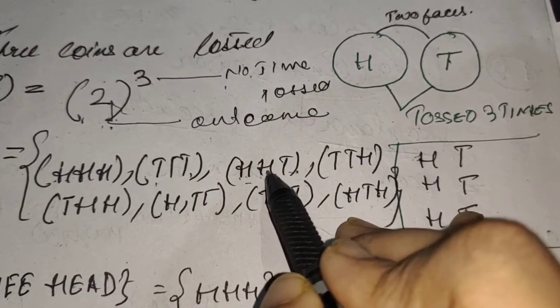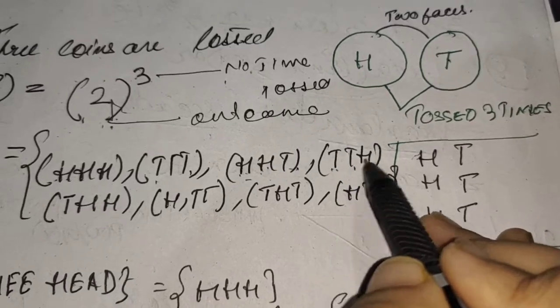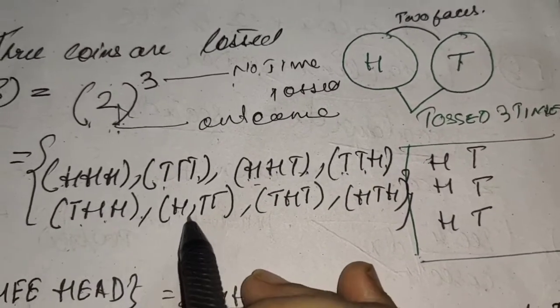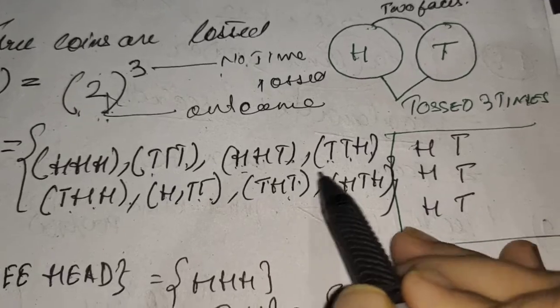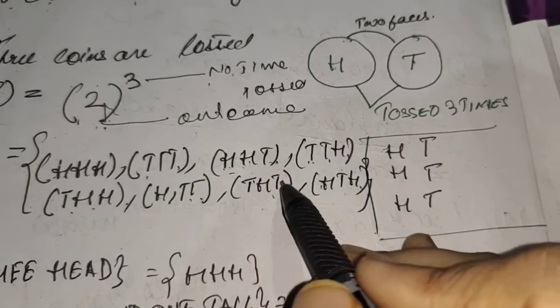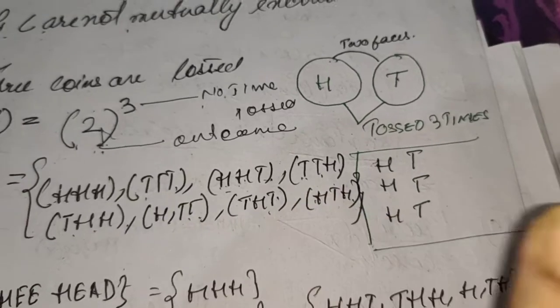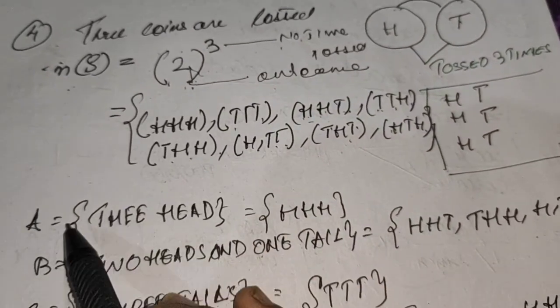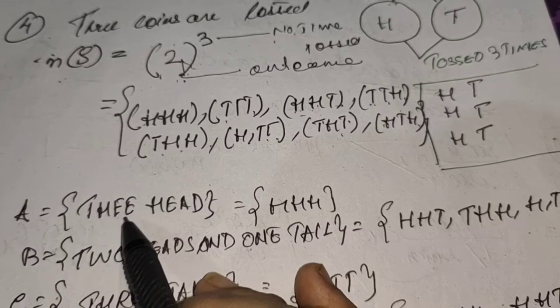Then first is head, head. Here first is tail, tail. Tail, tail, head. Then tail, head, head. Then head, tail, tail. Then tail, head, tail. Head, tail, head. If you write it in this pattern, then you will not be confused about which one is left behind.